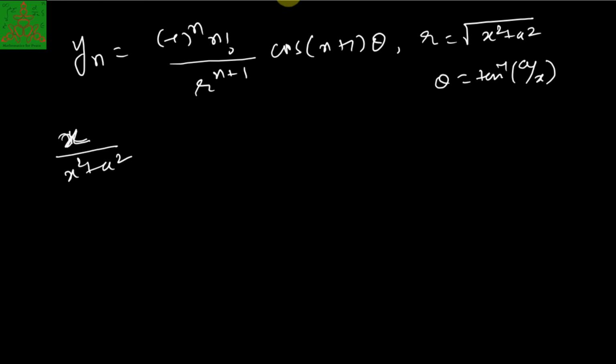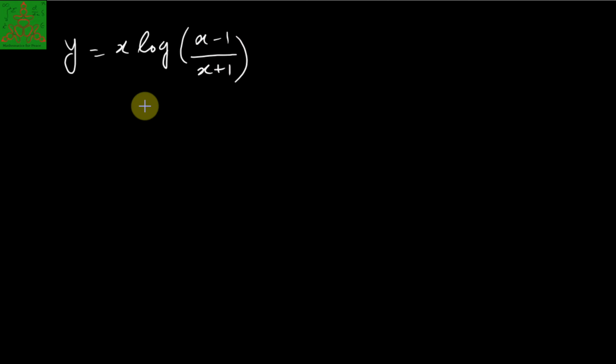Let us solve one more example and the last example for this video, that is y is equal to x log of x minus 1 upon x plus 1. The question is to calculate the nth derivative of this function. Here you can see that the function is not a rational function, a log is involved, and it is not directly solved by the known formula of the nth derivative.